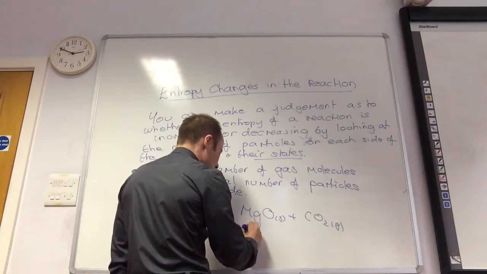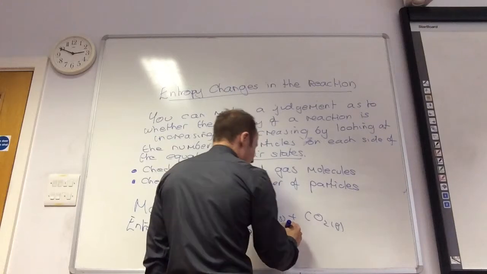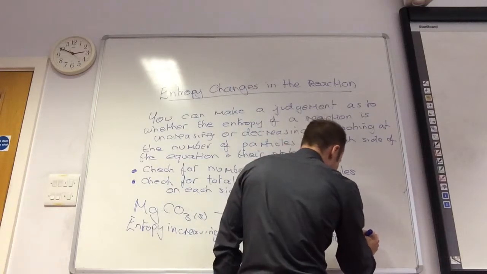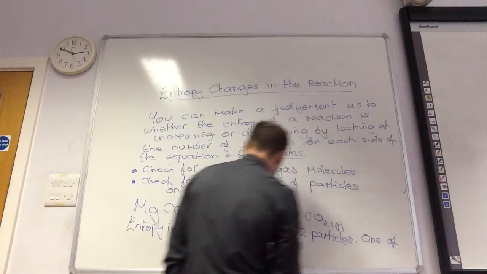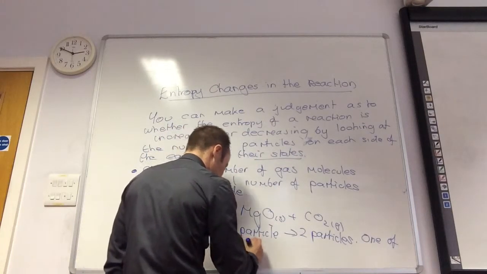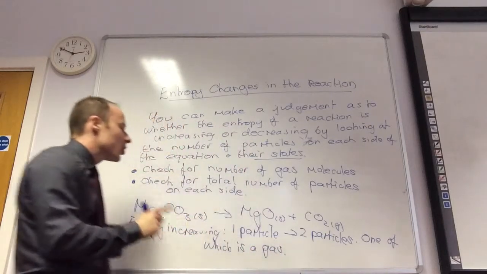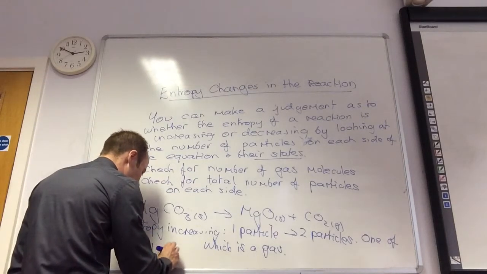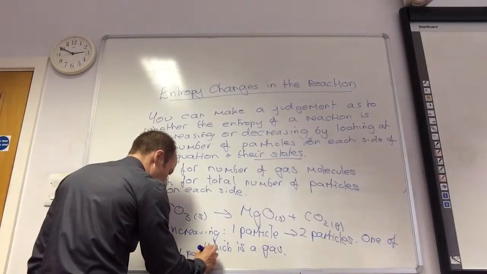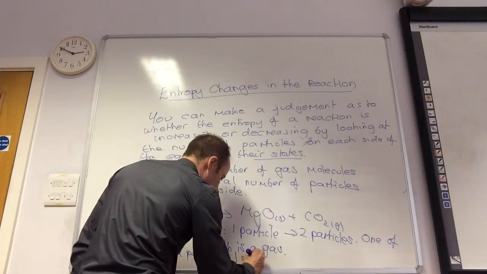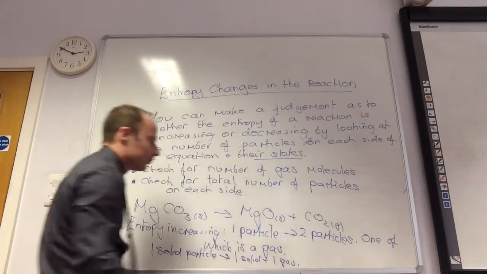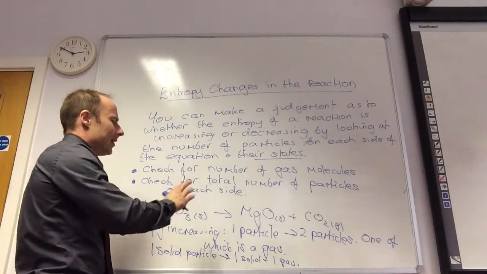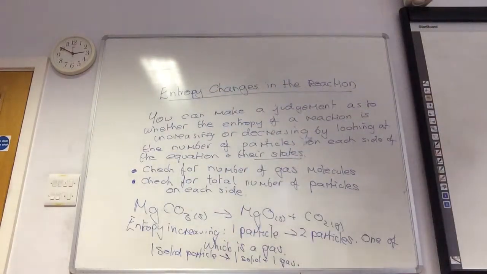because 1 particle goes to 2 particles, 1 of which is a gas. So 1 solid particle becomes a solid and a gas particle. So in summary, 1 solid particle goes to 1 solid plus 1 gas. So that's a double whammy. The universe is happy. My entropy from going from there to there is increasing.